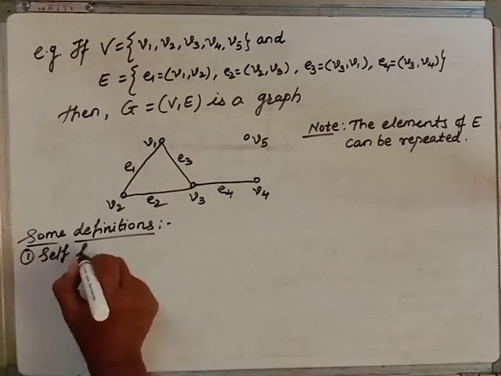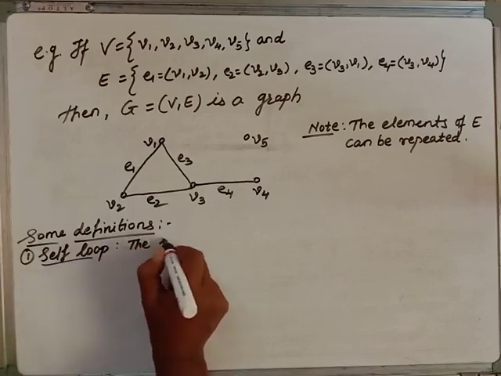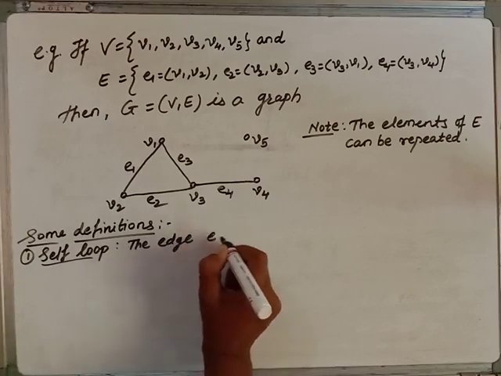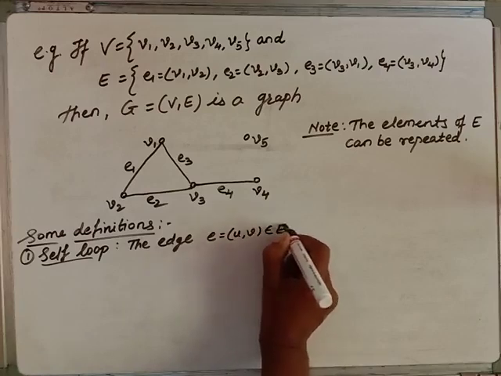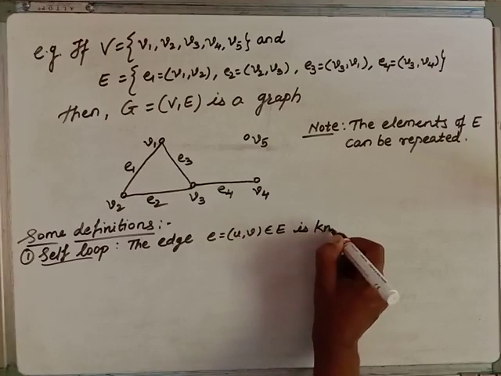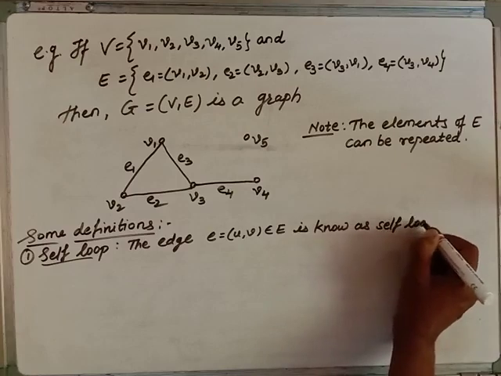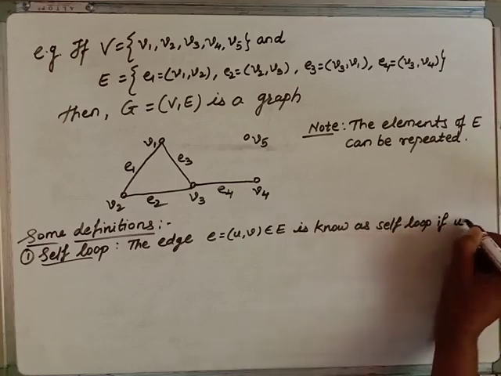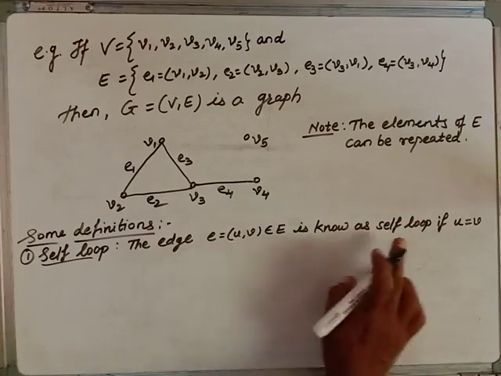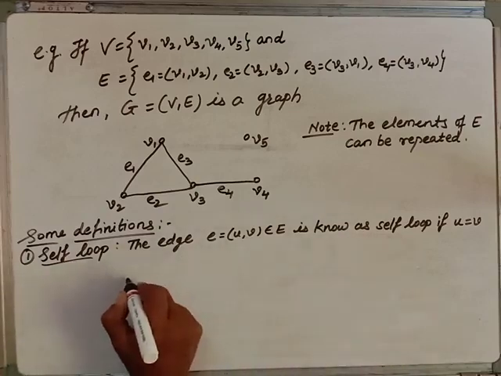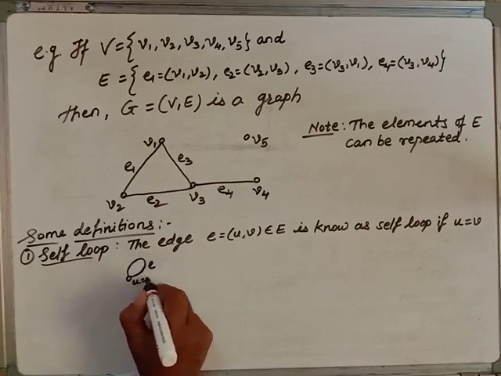Now the first definition: self loop. An edge E between U and V, belonging to edge set E, is known as a self loop if U equals V. If these are the same, meaning it is an edge on the same vertex, then it will be a self loop, as shown here. Here U equals V.